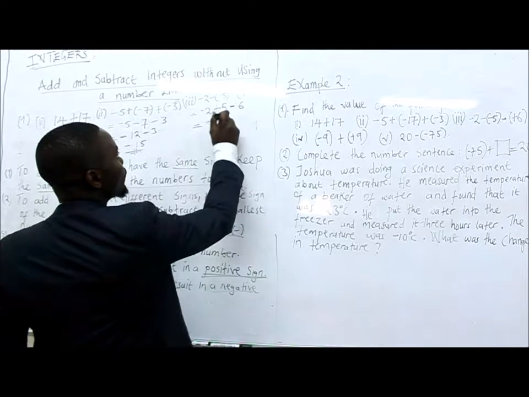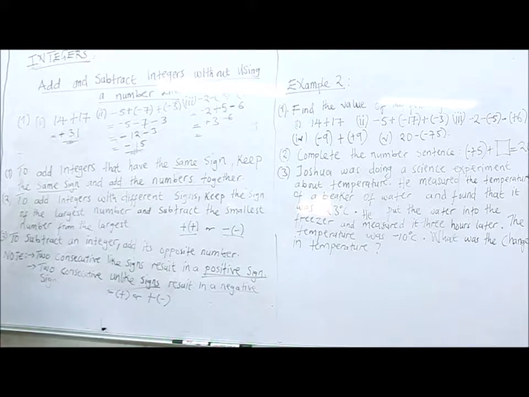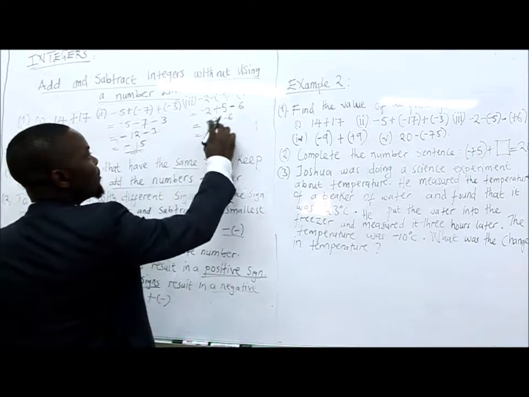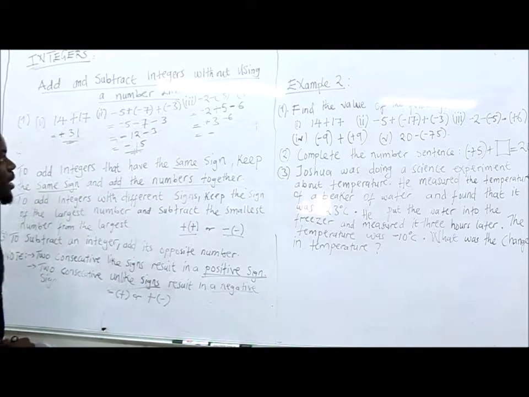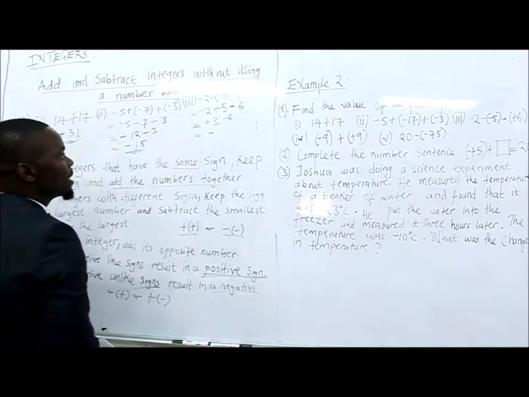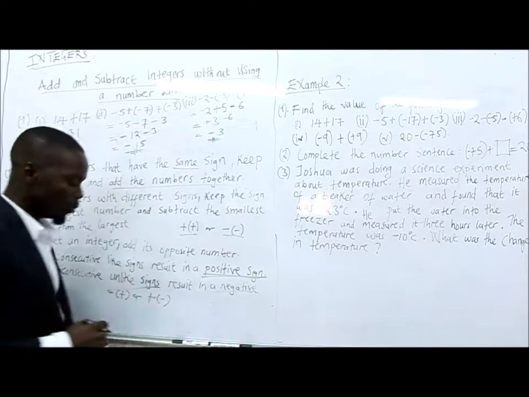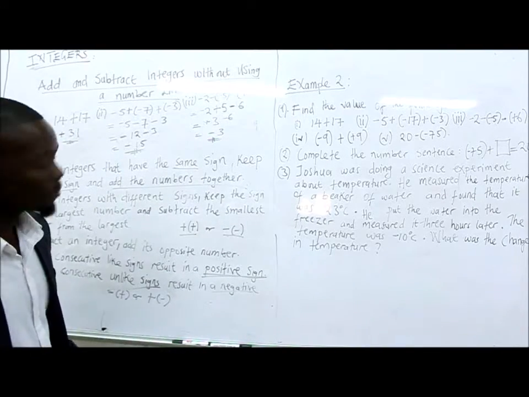And then of course we have got negative 6. Even here we have got what? Numbers with different signs. So keep the sign of what? The largest number. So the largest number is 6. The sign of 6 is what? A negative. And you subtract the smallest number from the largest number. So 6 minus 3 is what? Is 3. This is our answer. We have calculated our value. Let's go to 4.